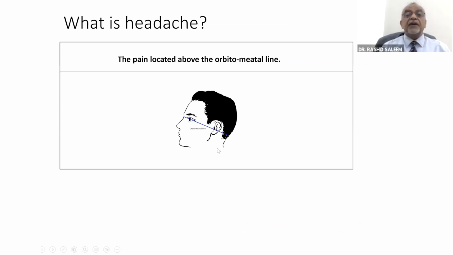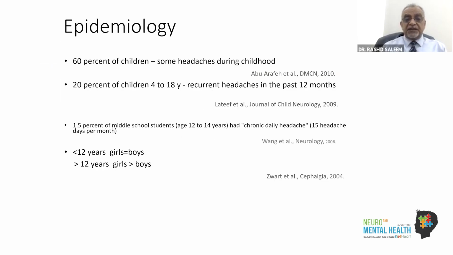Okay, so now starting with what is headache. Headache is the pain located above the orbitomeatal line. Any pain below is actually a facial pain. Now, looking at epidemiology, this initial information about the prevalence is from a systematic review based on 50 population-based studies, which states that 60% of children report at least one headache during their childhood, which is a huge number. And 20% of the children between 4 to 18 years report recurrent headaches in the last 12 months.